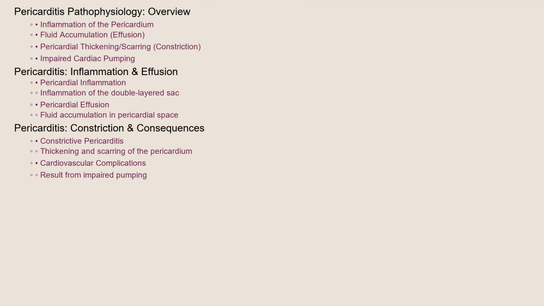The pathophysiology of pericarditis centers on inflammation of the pericardium, the double-layered sac enclosing the heart. This inflammation leads to fluid accumulation within the pericardial space, known as pericardial effusion. The inflammatory process can also cause the pericardium to thicken and become scarred, a condition called constrictive pericarditis. Both effusion and constriction can impede the heart's ability to pump blood effectively, leading to a range of cardiovascular complications.